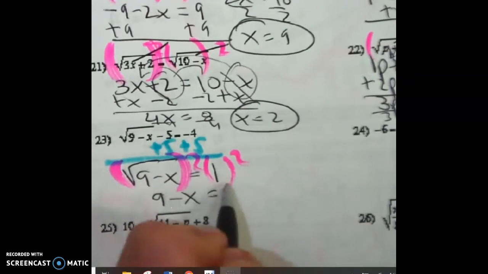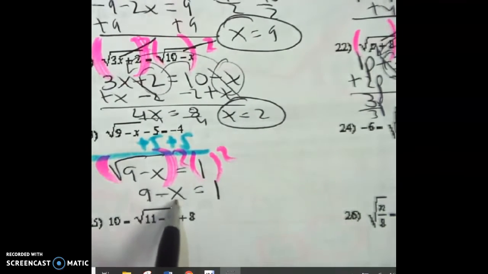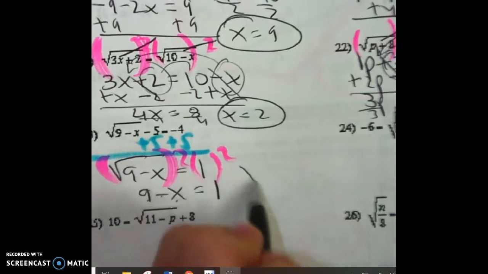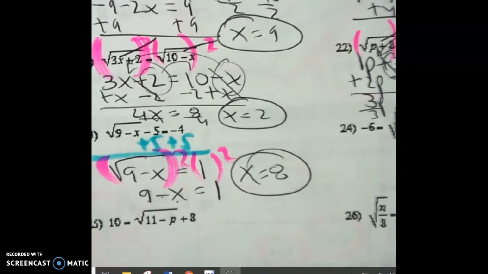9 minus x, 1 squared is 1. You don't need to solve this. 9 minus what number gives you 1? 9 minus 8. You could see that. Well, if you couldn't see it, now you do. All right, next one. Let's see.